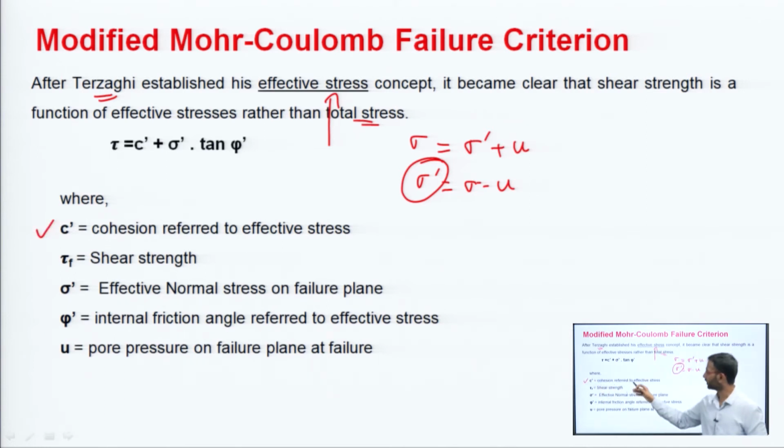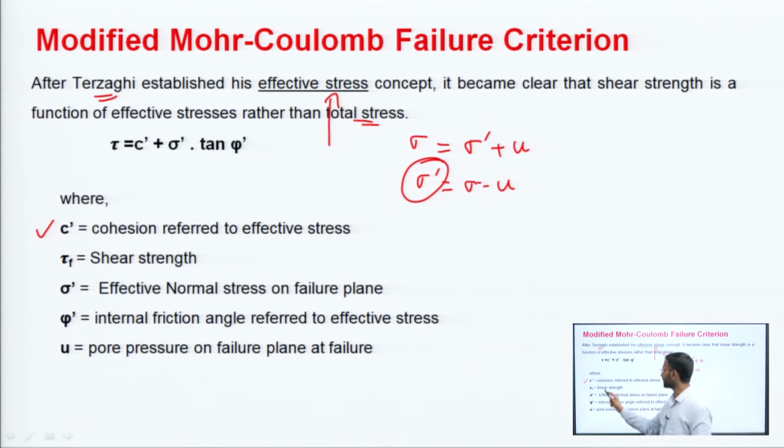C dash is the cohesion which is referred to effective stress, because effective stress के कारण जो cohesion आ रहा है that is C dash. यदि मैं बात करूँ total stress के कारण, so हम उसको कह देंगे क्या, सिंपली हम उसको C बोल देंगे, क्योंकि टोटल स्ट्रेस के कारण कुछ अलग कोहेजन आ रहा होगा, और जब हम वाटर के इफेक्ट को कंसिडर करेंगे उस टाइम पे क्या होगा, कोहेजन की वैल्यू चेंज हो जाएगी.